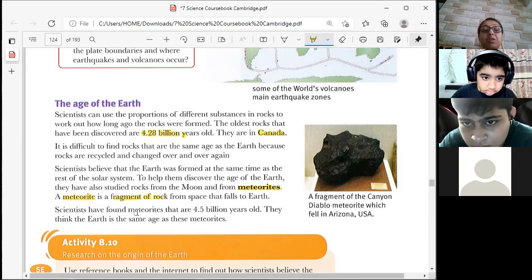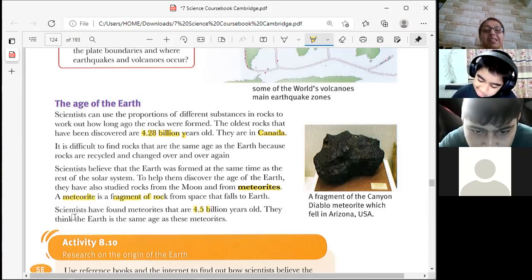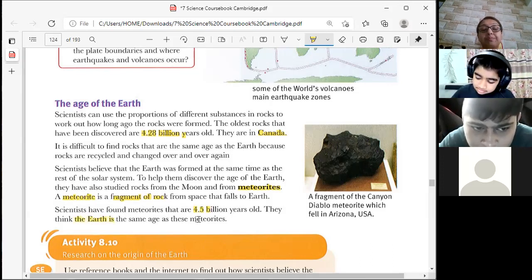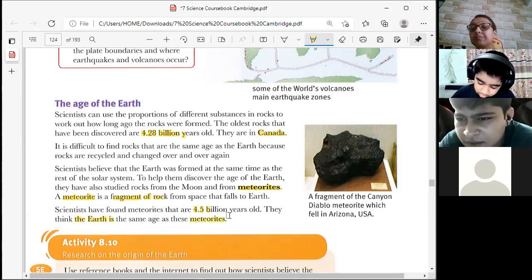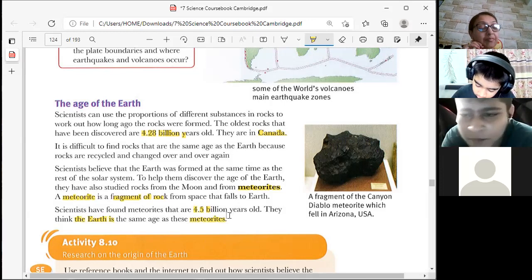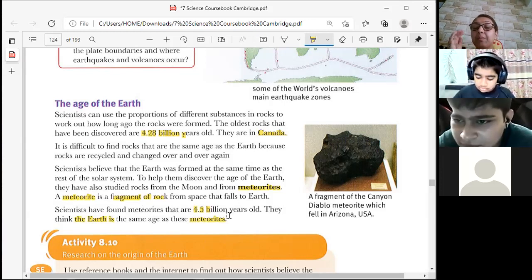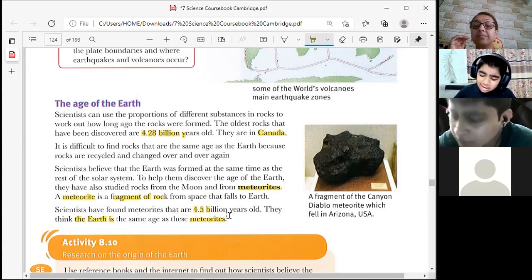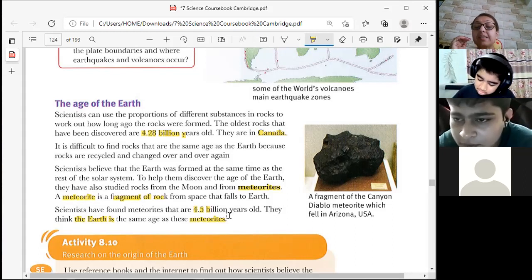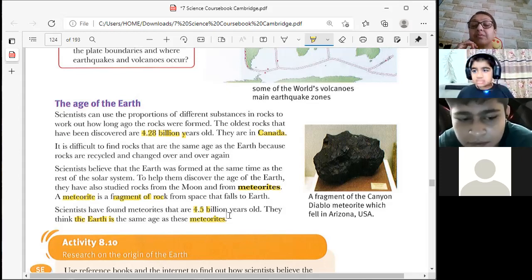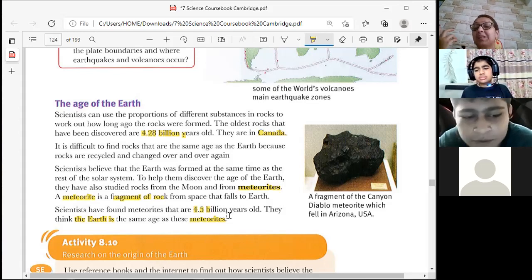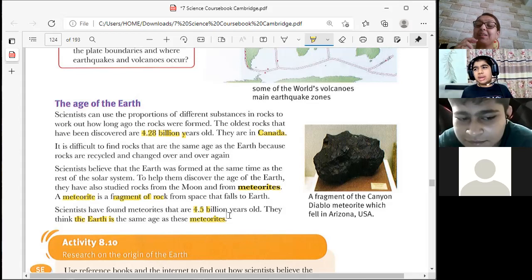Scientists have found meteorites that are 4.5 billion years old, and they think that the age of the Earth is the same as that of the meteorites. Did a meteor form Earth? The meteors are as old as Earth, right? Did one of the meteors become Earth? No, right? Asteroid makes more sense.